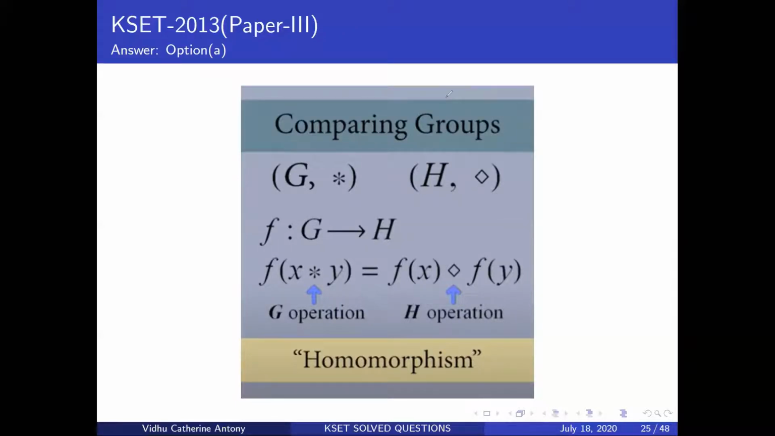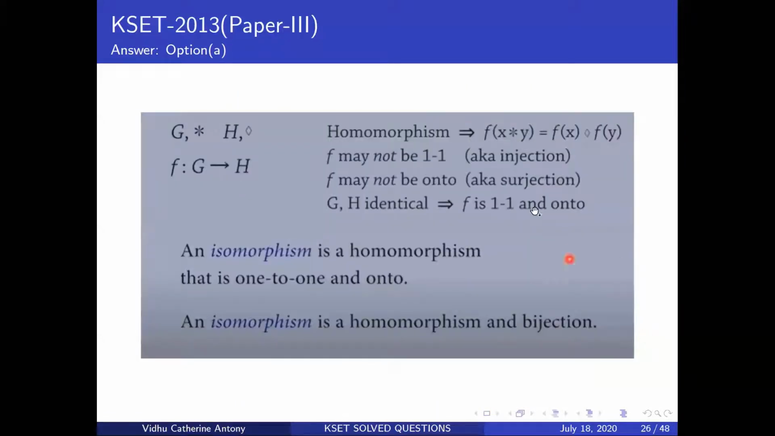Now, what is your isomorphism? Isomorphism basically is a homomorphism with 2 additional properties. One of them is one-to-one, and the other one is called onto. We've done this in PU, and we have probably forgotten all of it, so I'm going to give you a quick recap of it.